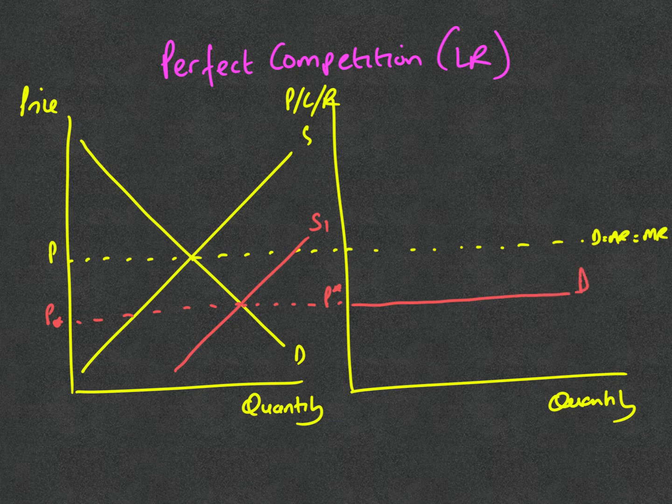So we'll call that D star equals AR star equals MR star, okay? Now remember, this is the long run diagram. So in this, we want to show that there's only normal profits being made. And normal profits in economics terminology, what we're looking to do is show the price being at a point where the average cost equals the average revenue, okay? So that's something that we want to make sure we do.